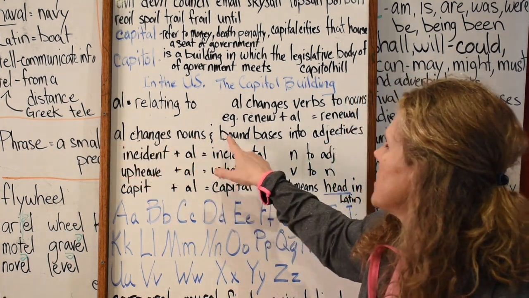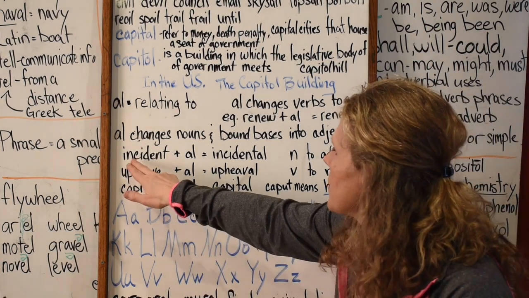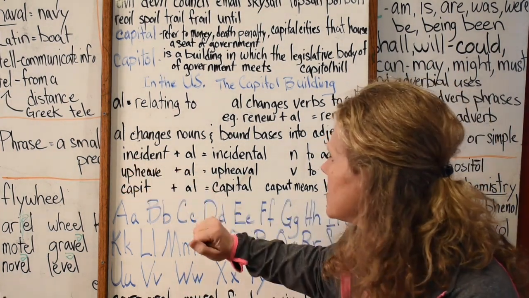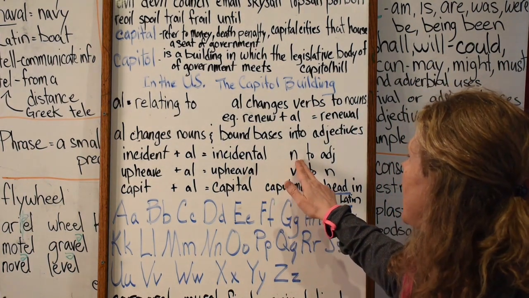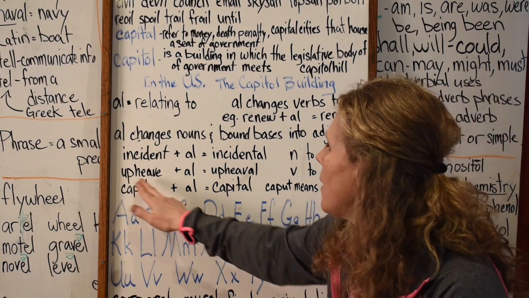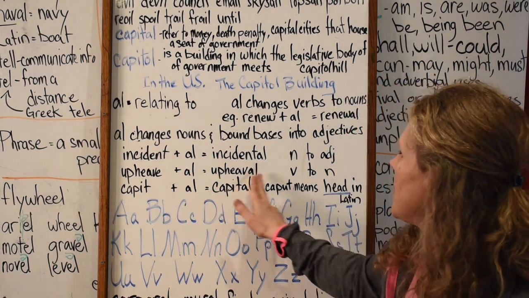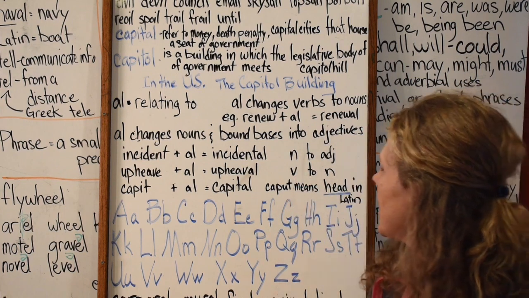So AL changes nouns and bond bases into adjectives. So incidental, incident plus AL means incidental. Now you're taking a noun and you're changing it into an adjective. So it can do that also. Upheave plus AL, upheaval, you're taking a verb and you're switching it to a noun.